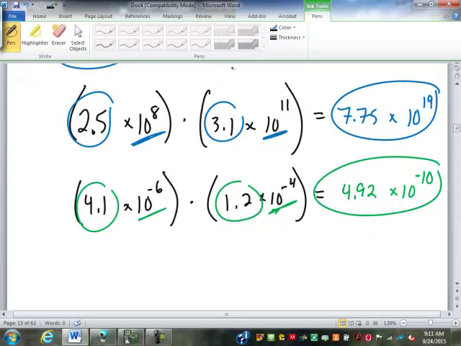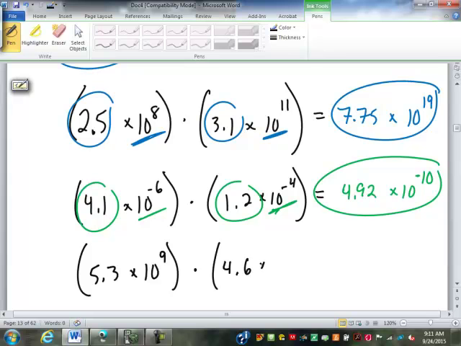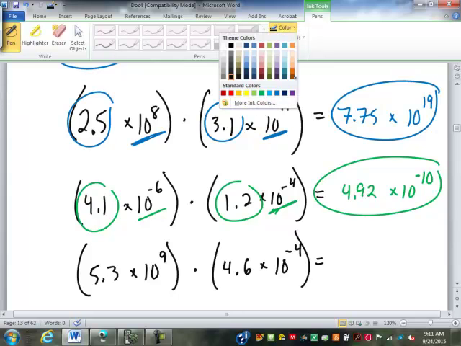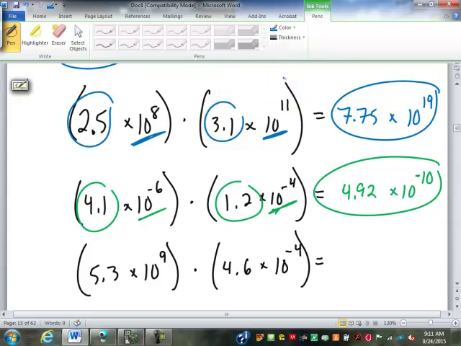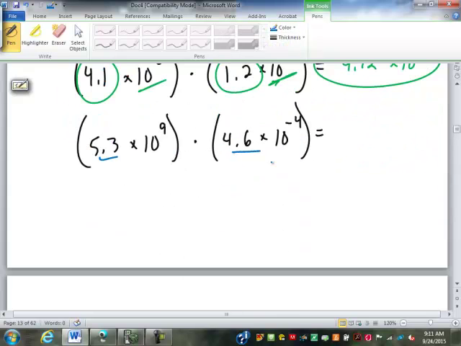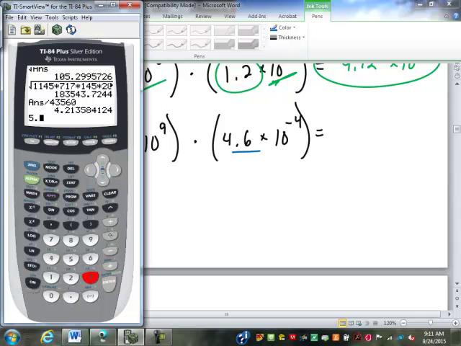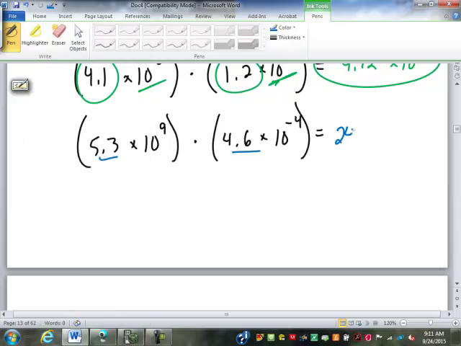Now again, it's not always that simple. We'd have 5.3 times 10 to the 9th times 4.6 times 10 to the negative 4th. I actually added a couple levels of difficulty here. The first one, 5.3 times 4.6 is 24.38. So you can see a problem arising there. There are already 2 digits in front of the decimal point.